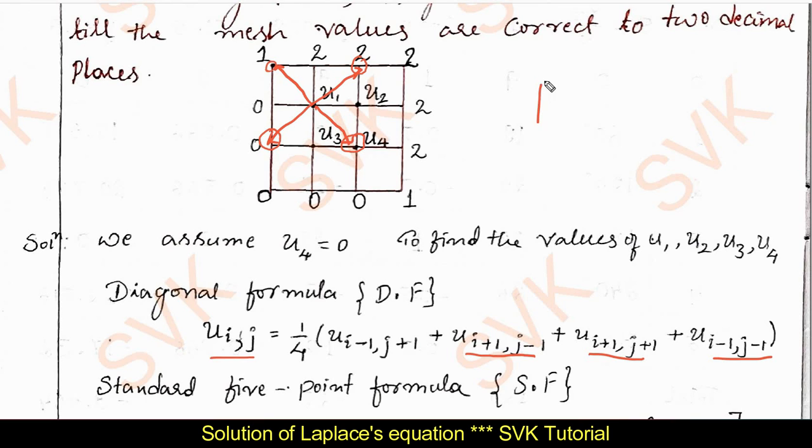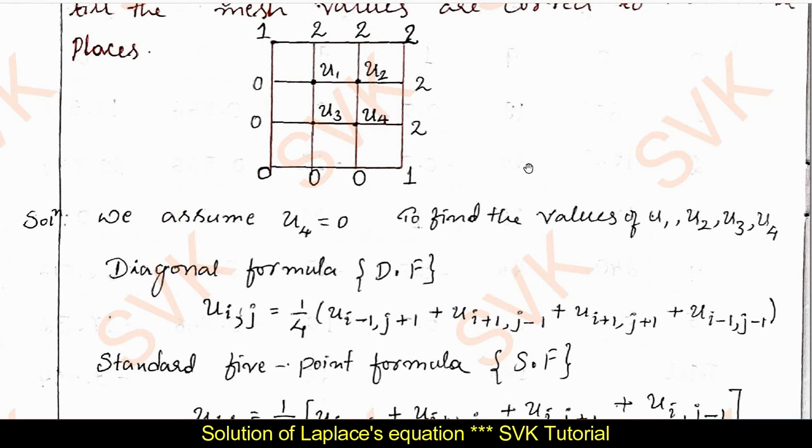So if you consider a mesh and you want to find the center point, which is ui comma j, then the sum of ui minus 1 comma j plus 1, plus ui plus 1 comma j plus 1, plus ui plus 1 comma j minus 1, plus ui minus 1 comma j minus 1. So the sum of these values divided by 4, that will be the diagonal formula.